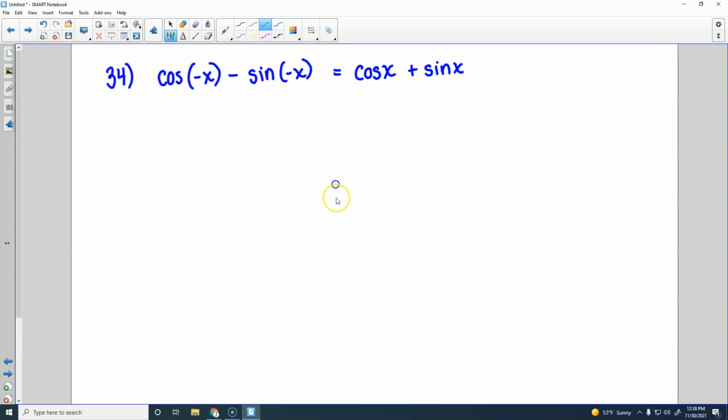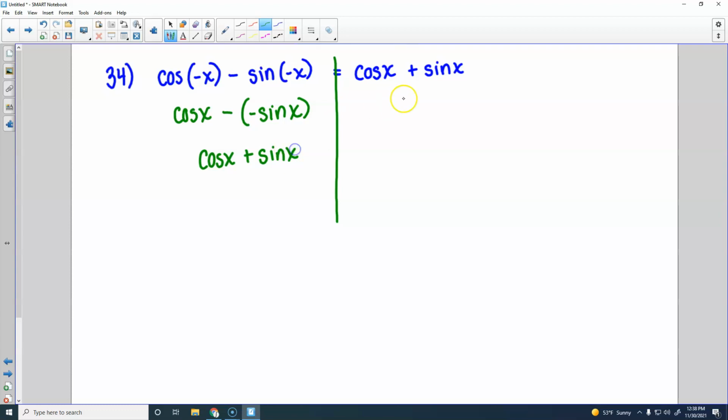Okay, so opposite angle identity that hopefully everybody knows because we did them on the quiz this morning. Cosine of negative x is just cosine of x. Sine of negative x is negative sine x. What happens with this double negative right here? Makes it positive. So cosine x plus sine x, which of course equals the other side.